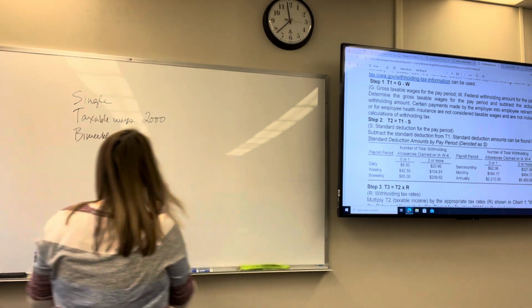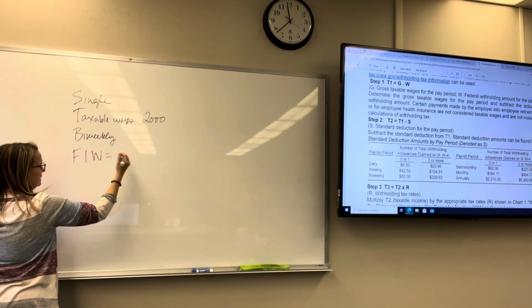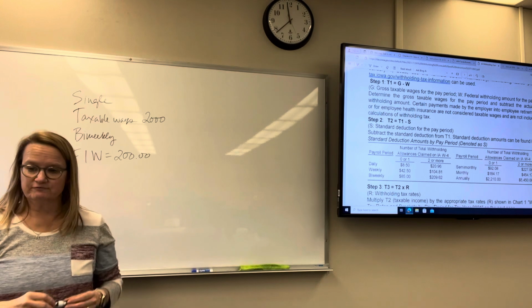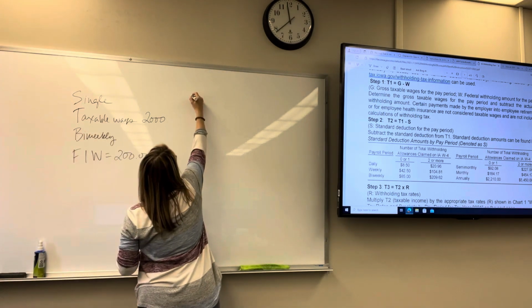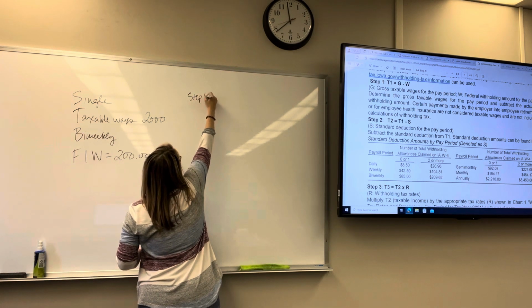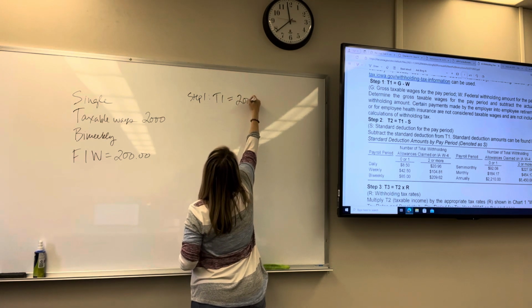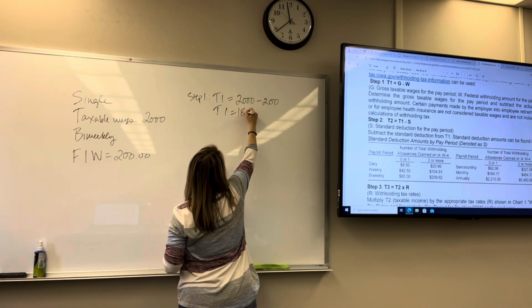Anything else I need? Oh, and they had federal withholding of, let's say, $200. Let's see if that's enough information to do this calculation. So step one: gross wages minus the amount of federal withholding for the pay period. So this is T1. Step one equals 2,000 minus 200. So T1 equals 1,800.